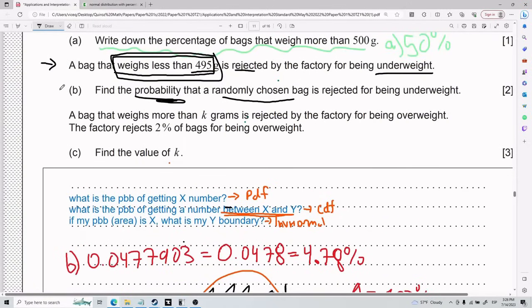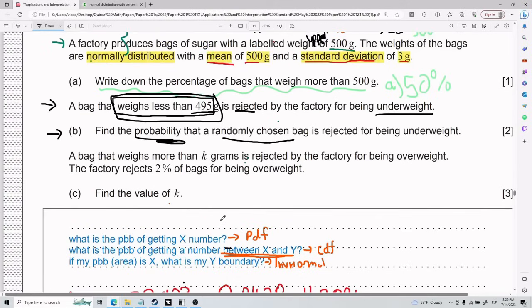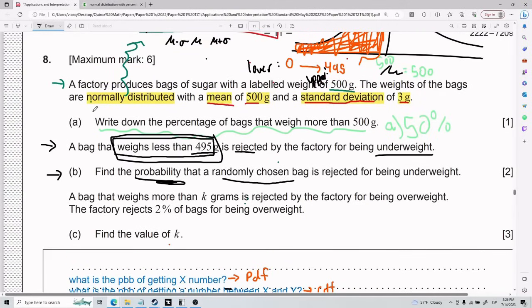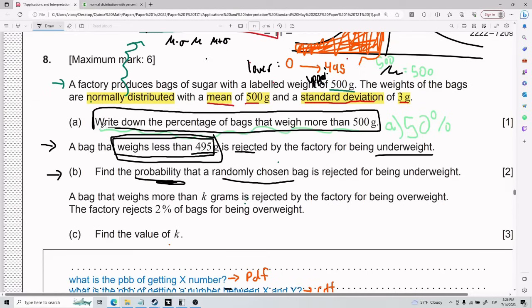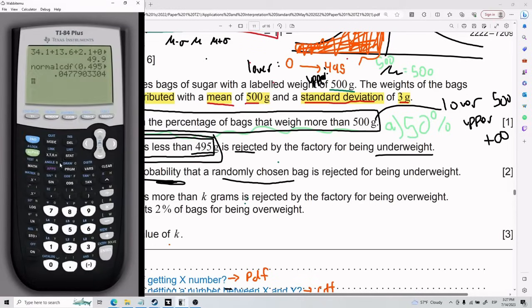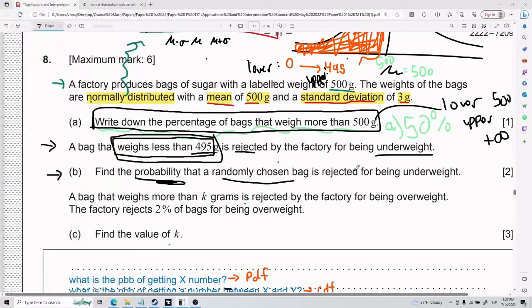Before moving on to part C, let me show you how you can use CDF for part A. Part A is: write down the percentage of bags that weigh more than 500 g. That means my lower is 500 and my upper is basically positive infinity, anything above 500. So pull up the CDF, put lower 500, upper just a really big number, that's basically infinity. Go ahead and paste. That's basically 50%. So that's another way to figure out part A. Again, I'm just showing you so you get familiar with your tools.